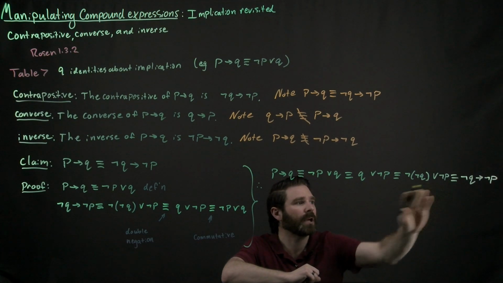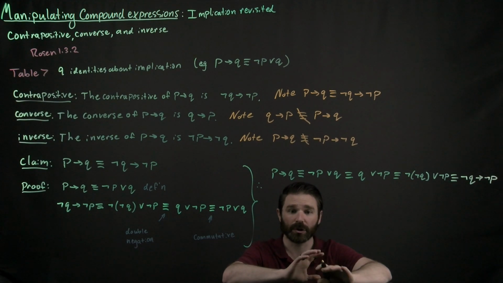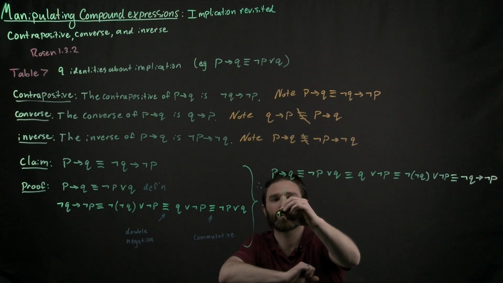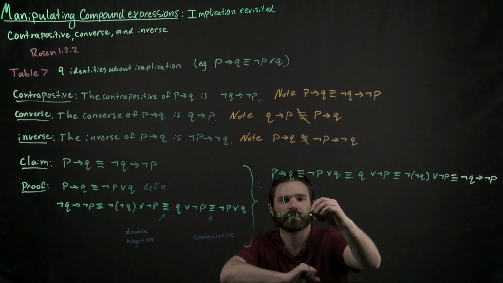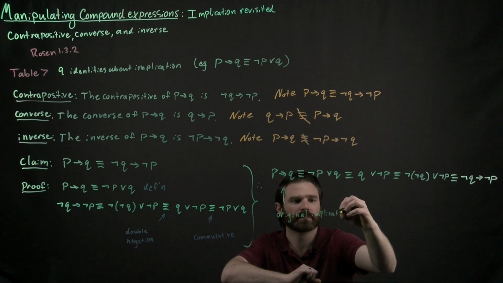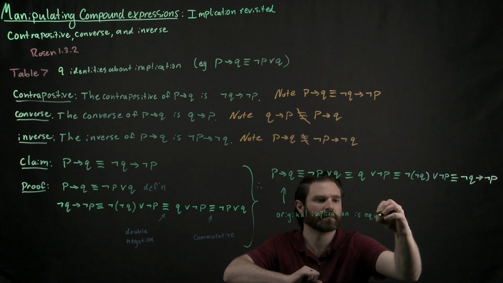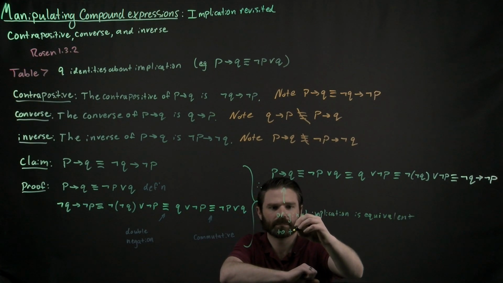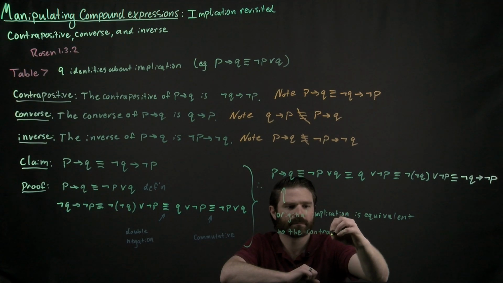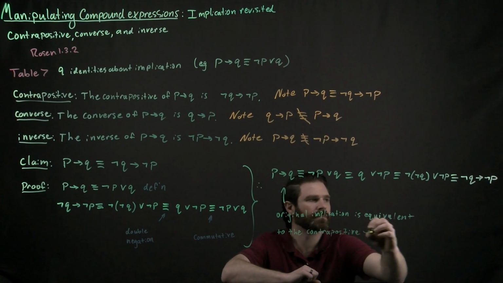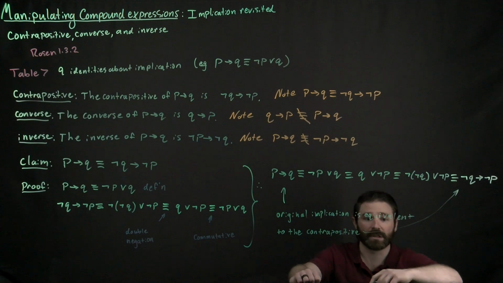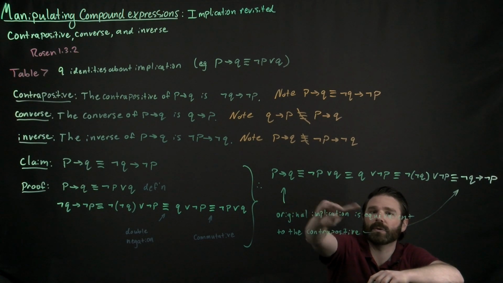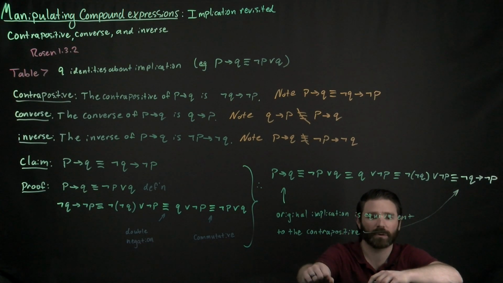I have a string of logical equivalences, and what I can conclude in words is saying that this right here, my original statement, is equivalent to its contrapositive. So original statement is equivalent to its contrapositive right over here.